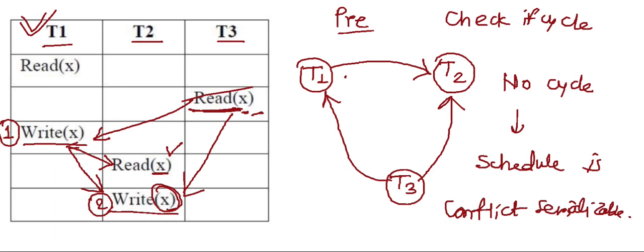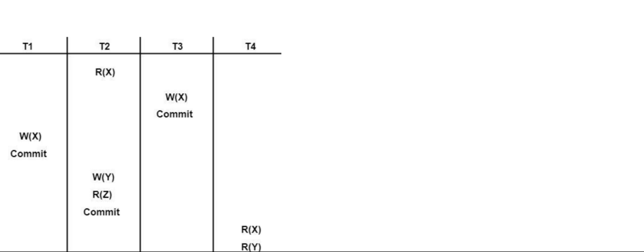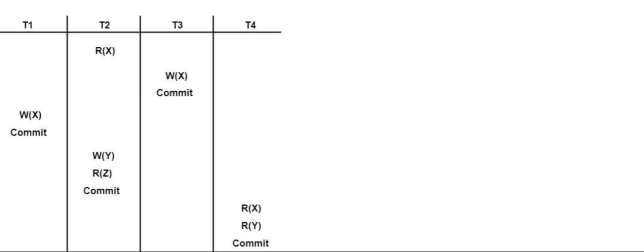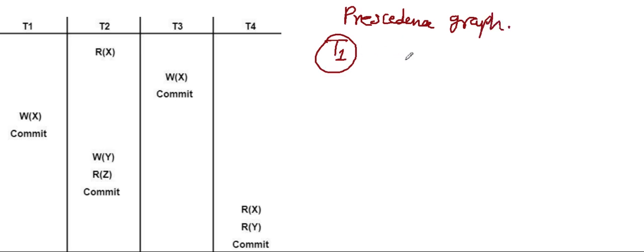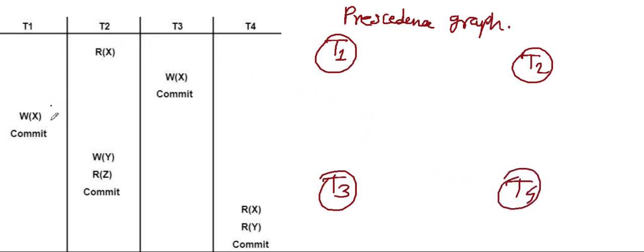Now we'll see one more example. There are 4 transactions, so in the precedence graph we have T1, T2, T3 and T4. Now underline all the write operations, that is WX, WX, WY. There is no write here.